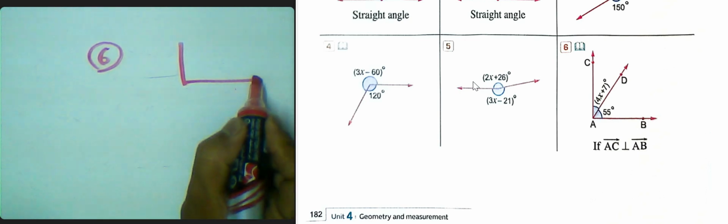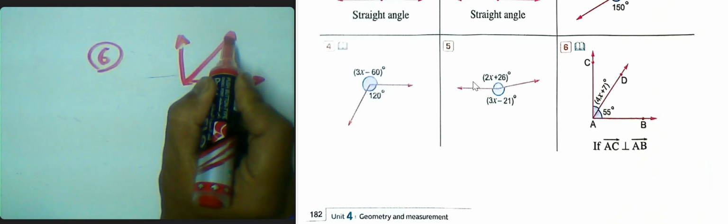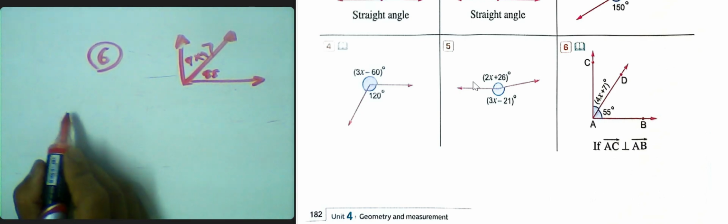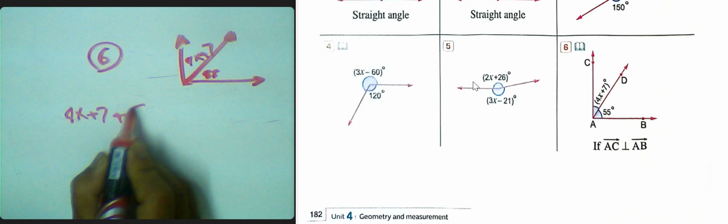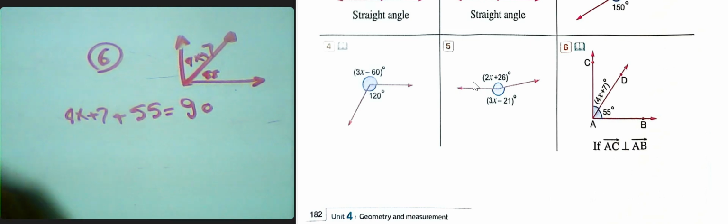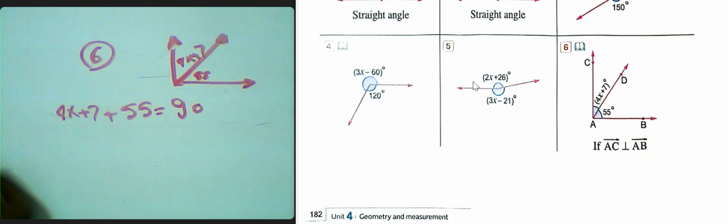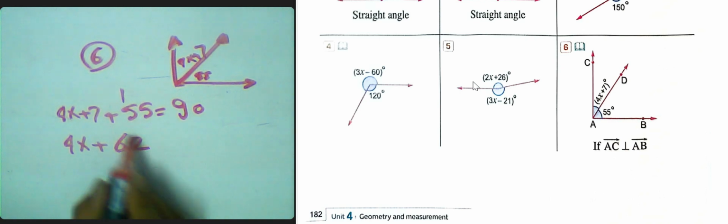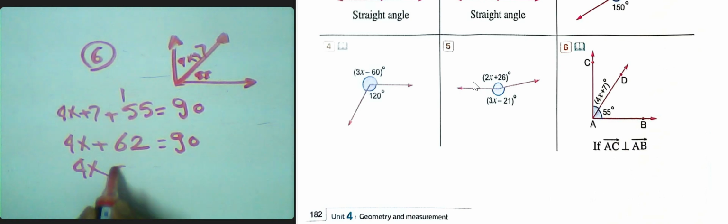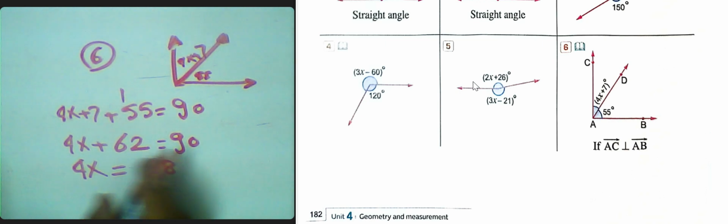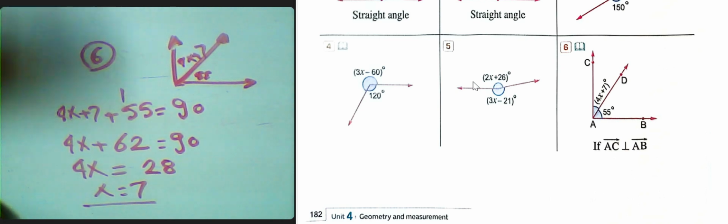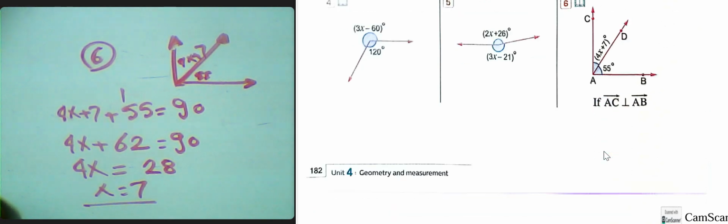Question number 6. We have here 55 degrees and this angle 4x plus 7. Then the sum of them equals 90 degrees, right? 4x plus 7 plus 55 equals 90 degrees. 7 plus 5 is 12, write 2 and carry 1, 5 plus 1 equals 6. Then we can write 4x equals 90 minus 62, equals 28. Then the value of x equals 7, because AC was perpendicular to AD.